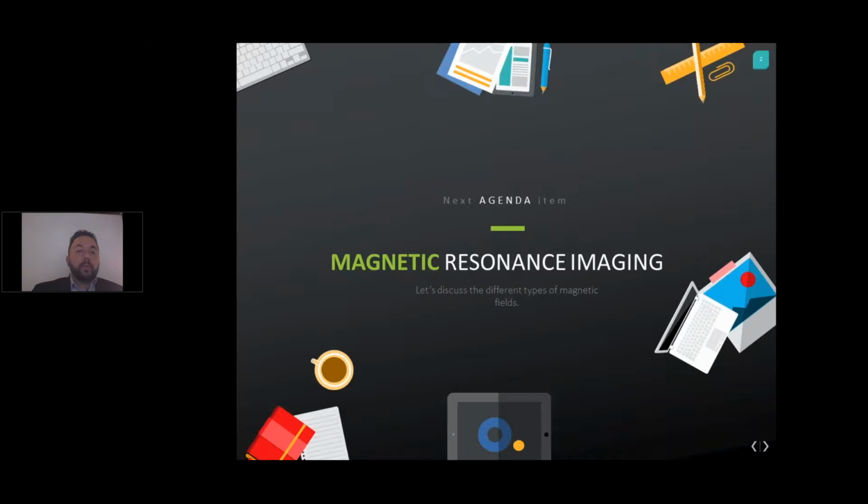to form an image. I like to really break it down into the basic 3 fields of magnetic field, or static magnetic field, the RF or resonance part of magnetic resonance imaging, and then lastly, the imaging aspect of magnetic resonance imaging performed by our gradient fields.